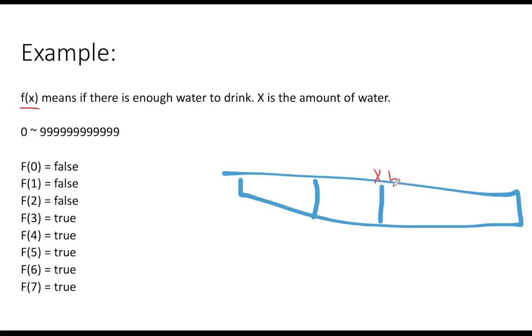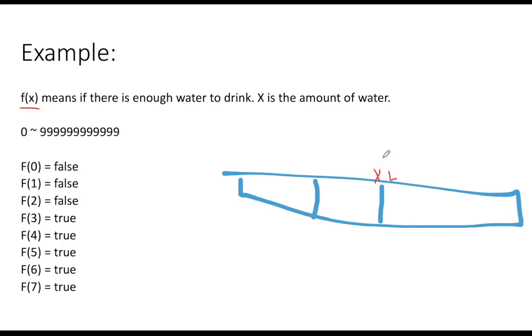In this case, all the numbers greater than x are also valid, because it's monotonic. In this context, it means if you have more than x liters of water to drink, that's enough. If 5 liters of water is enough for you to drink, then 10 liters of water is definitely enough as well. That's just like an array being sorted. Here it's kind of the same idea as well.